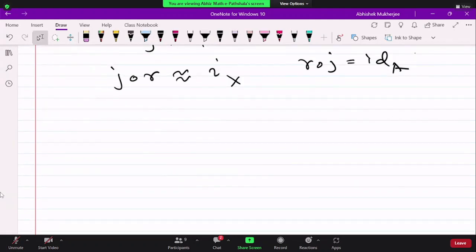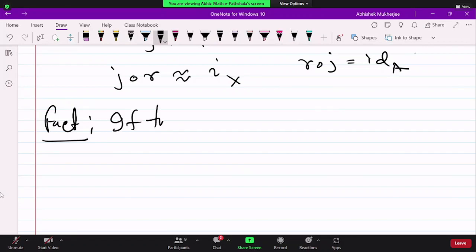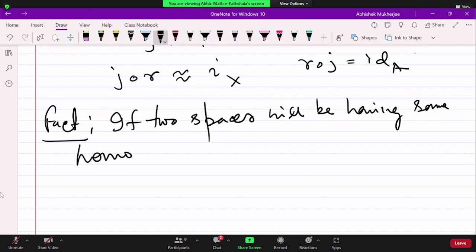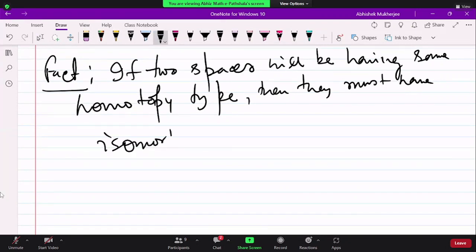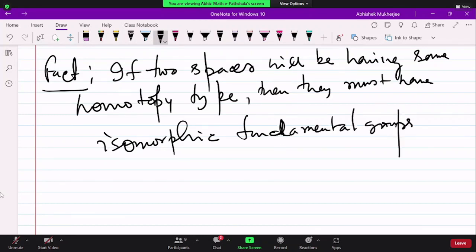Following which, you can make a note here that if two spaces have the same homotopy type, then they must have isomorphic fundamental groups.